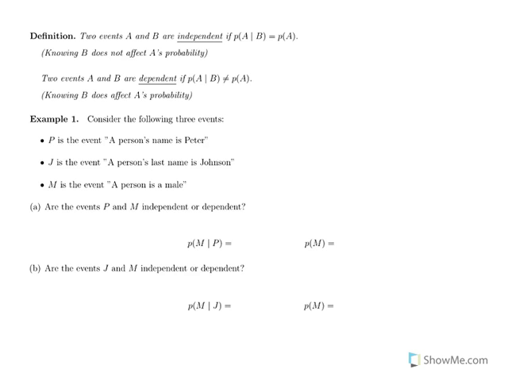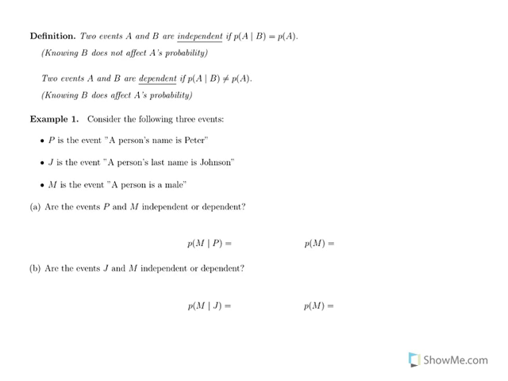So we'll understand these definitions with this example, and we'll talk about this for the rest of the video. So consider the following three basic events. P is the event that a person's name is Peter. J is the event that a person's last name is Johnson. And M is the event that a person is a male. So first question is, are the events P and M independent or dependent?